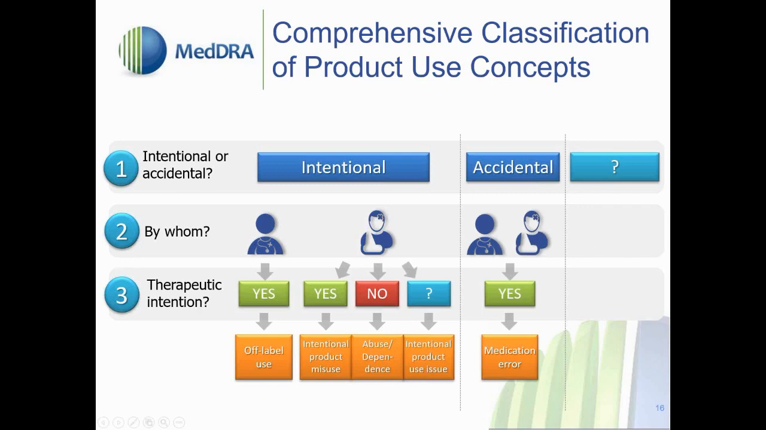Here it is. And if it cannot be clarified whether such an unapproved use occurred by mistake or intentionally, an appropriate LLT under product use issue should be assigned. So, or some other vague, neutral term that would capture the specifics of the deviation. So this is the flowchart that we will be using throughout the webinar in order to classify the reported events on a more general level before thinking about term selection, before searching for LLTs.